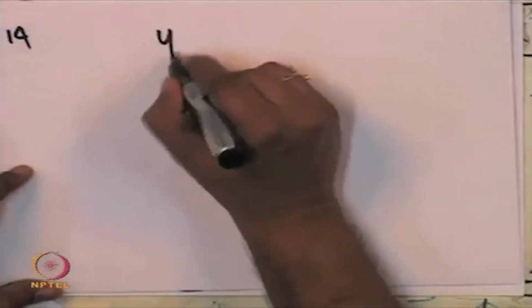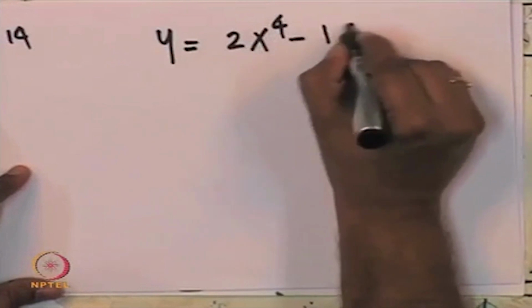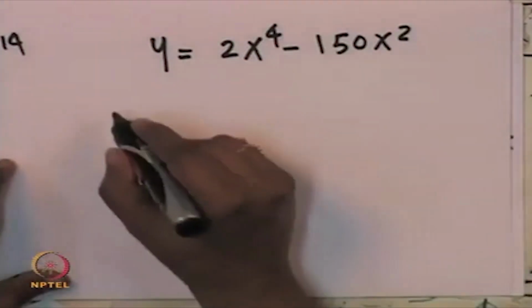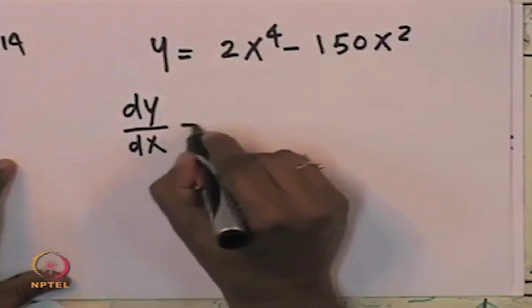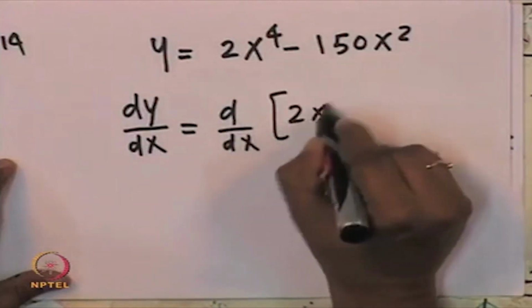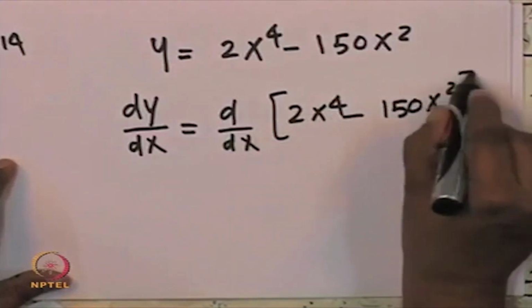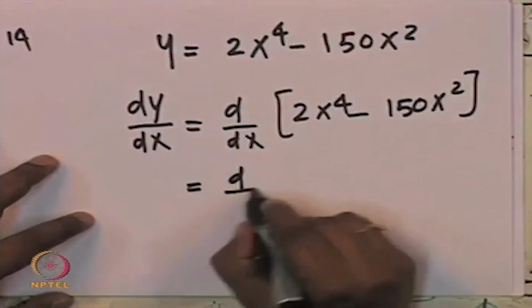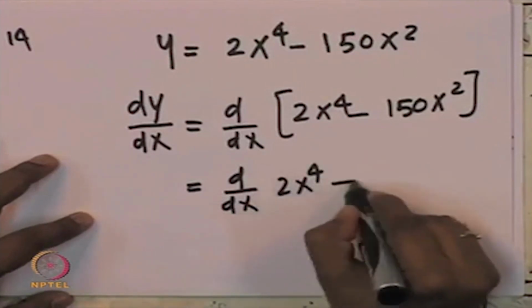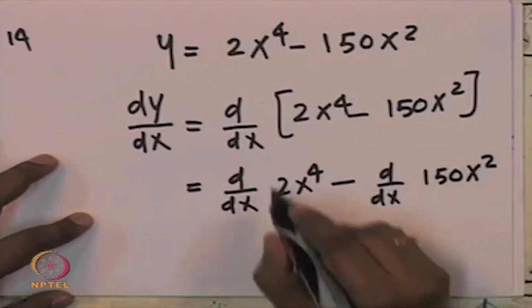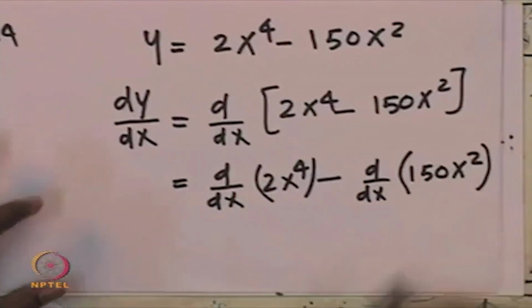The function we have is y equals 2x power 4 minus 150 x square. This is the function we have. Now, the derivative dy by dx is d by dx of this quantity, 2x power 4 minus 150 x square. So, first is d by dx of 2x power 4, minus d by dx of 150 x square. This is what we have to find.